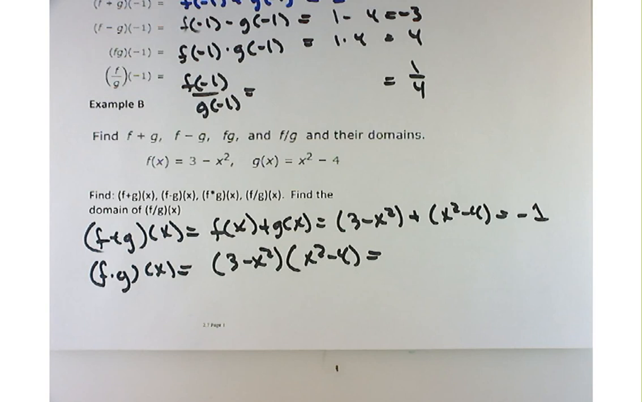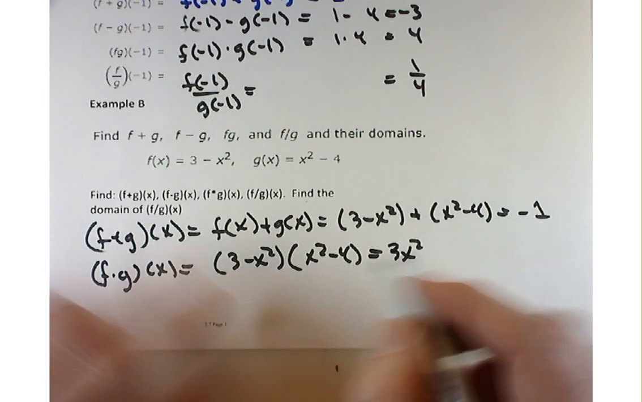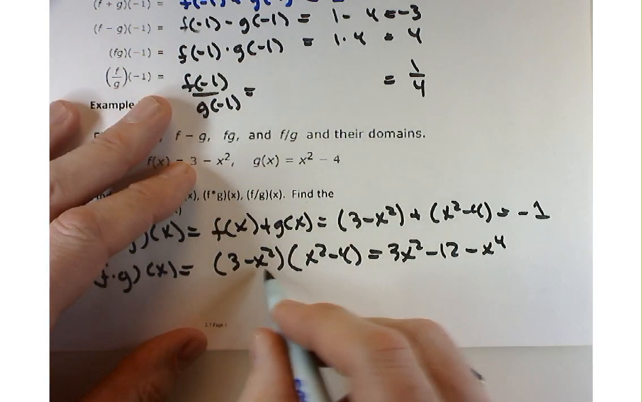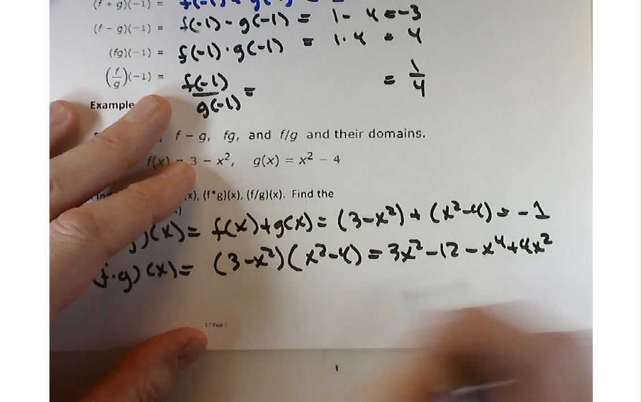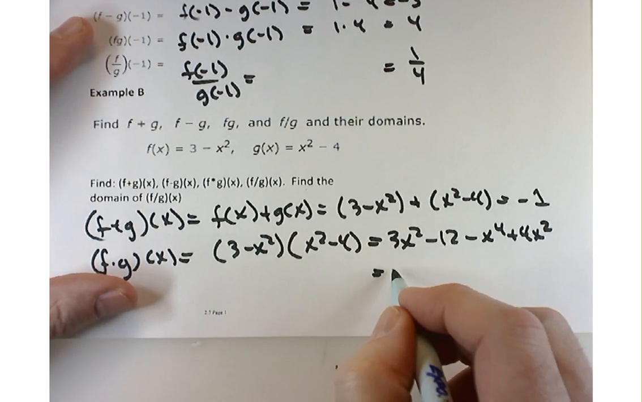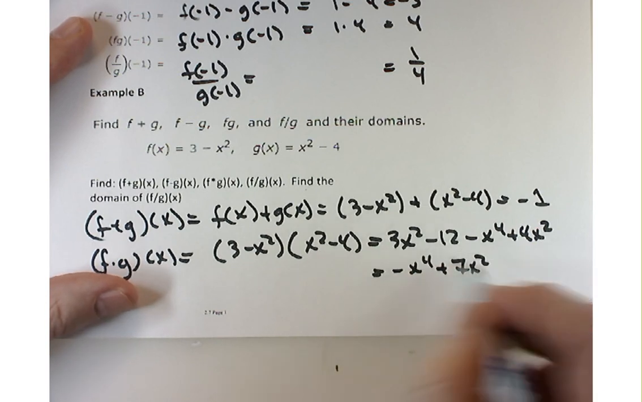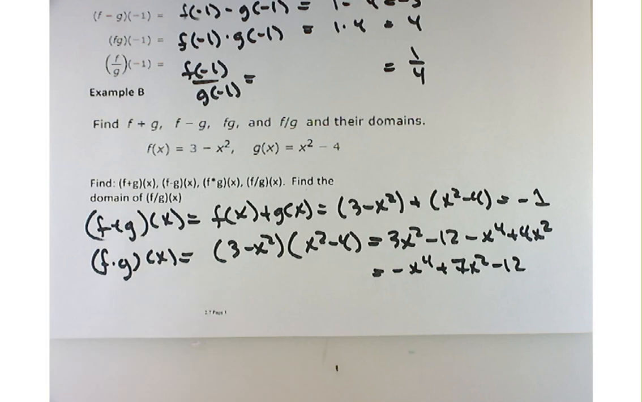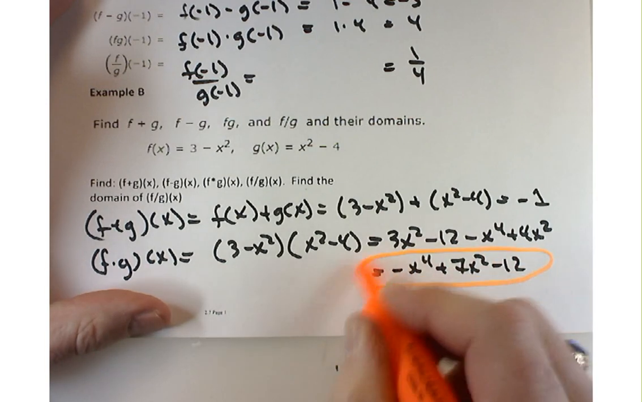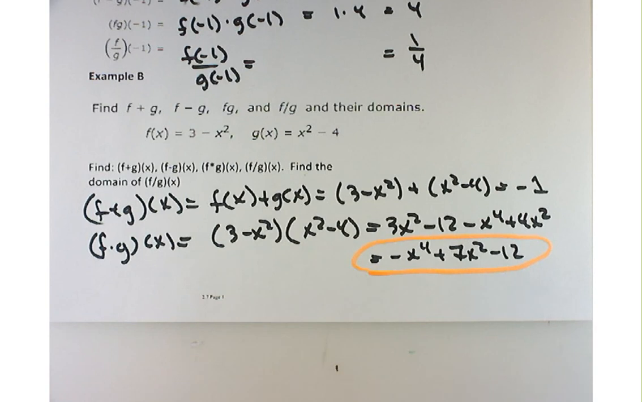You're multiplying binomials together, so that's going to be 3x squared minus 12 minus x to the fourth, and then plus 4x squared. Yeah, minus and a minus, it'll be plus. So overall, I get negative x to the fourth plus 7x squared minus 12. I'd be looking for that as an answer, especially if I say simplify as part of the problem. I'd probably give you partial credit if you just wrote them next to each other. But if I wrote simplify, I want this last answer here.